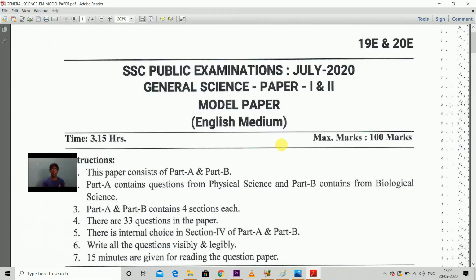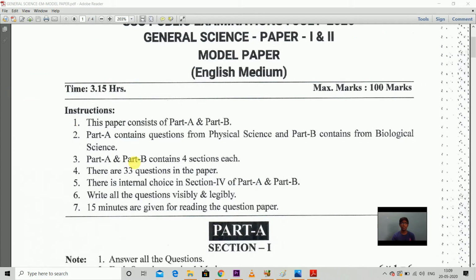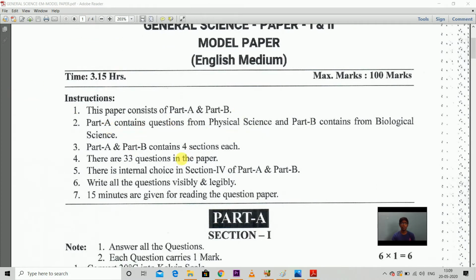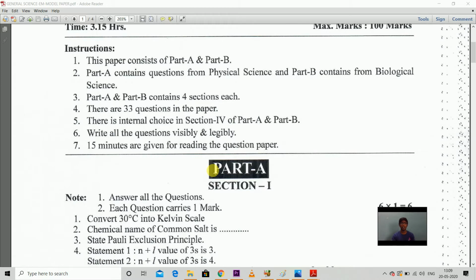Now let us discuss this model paper. Here instructions are given, and it is very important for you to read the instructions. A total of 15 minutes is given. In that 15 minutes you need to read the instructions and the entire question paper also. Don't waste the time, because you are writing both physical science and biological science this time. So you have to keep track of time also.